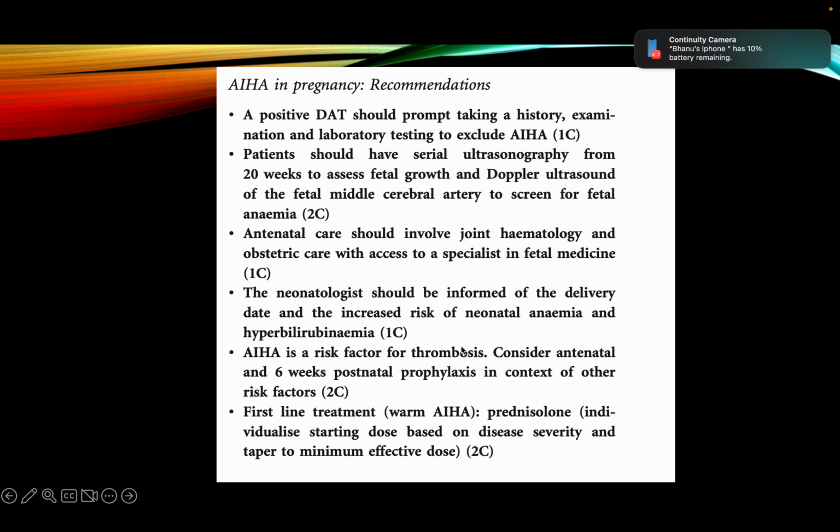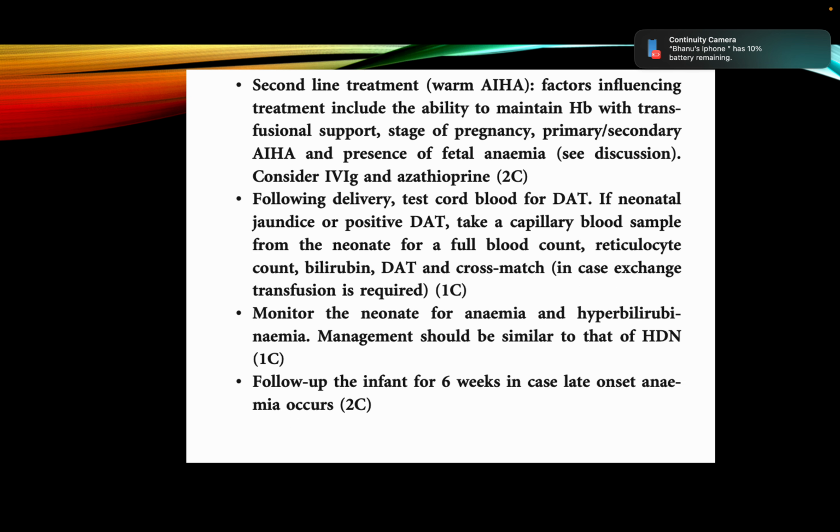Autoimmune hemolytic anemia is a risk factor for thrombosis, so especially during antenatal care and for 6 weeks postnatal you should always give prophylaxis, because pregnancy is a procoagulant state and autoimmune hemolytic anemia is a procoagulant state. You might consider giving heparin also in these patients. So this is the treatment. Primarily you give prednisolone; as second line, based on the stage of pregnancy, you can consider IVIG and azathioprine, especially in the second trimester.